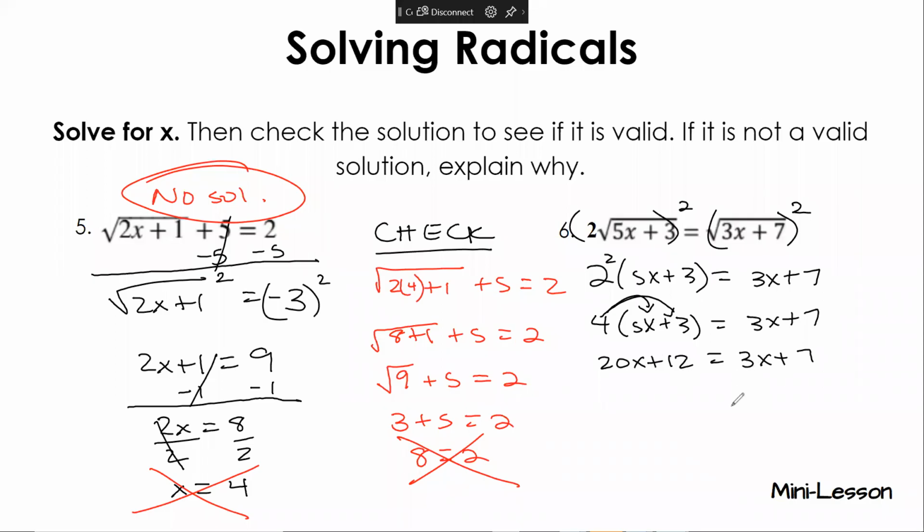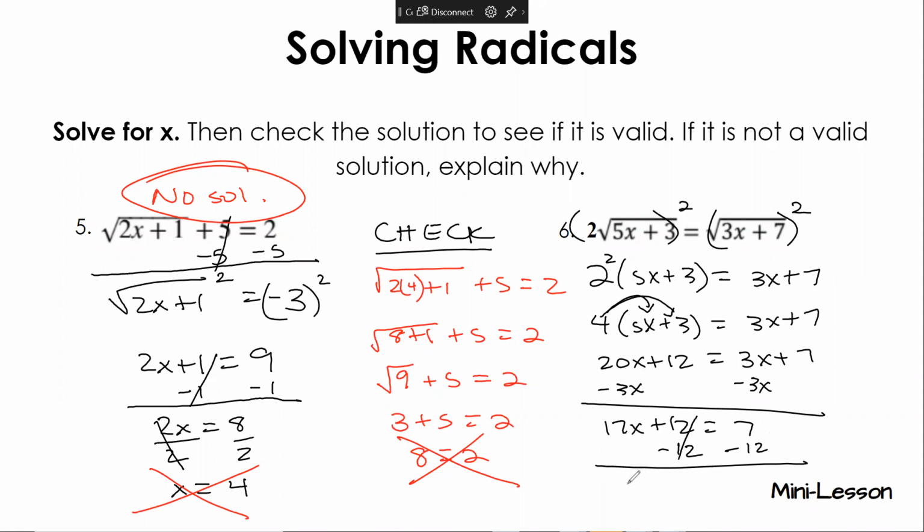Okay, so now we're going to move that 3x to the other side. And so that's going to give us 17x plus 12 equals 7. I'm going to move that 12 to the other side. I know, it's a lot. And that's going to give me 17x equals negative 5. And then we're going to divide by 17. And we're just going to leave this as a fraction. So we're going to say x equals negative 5/17.